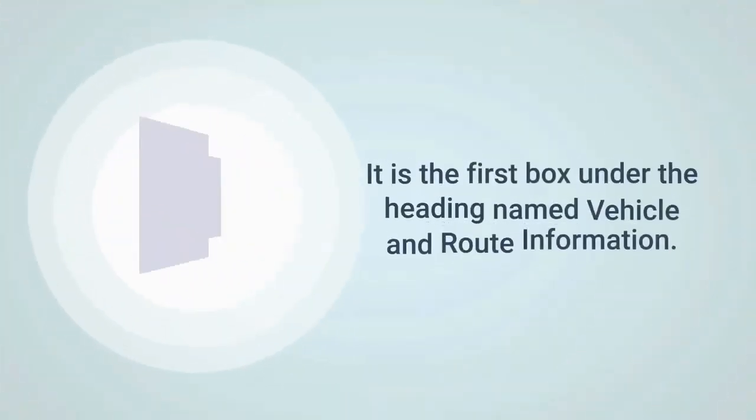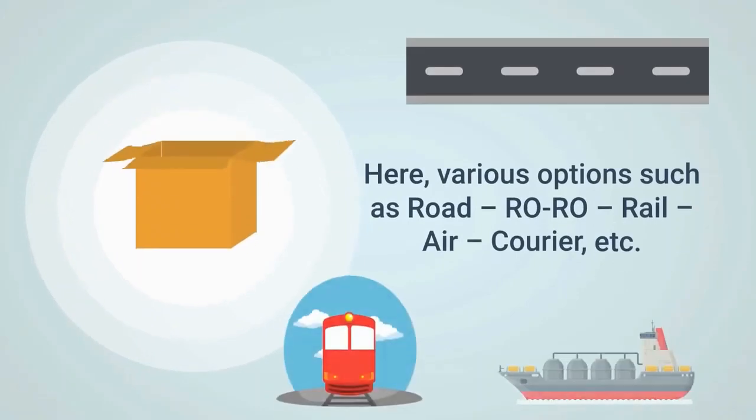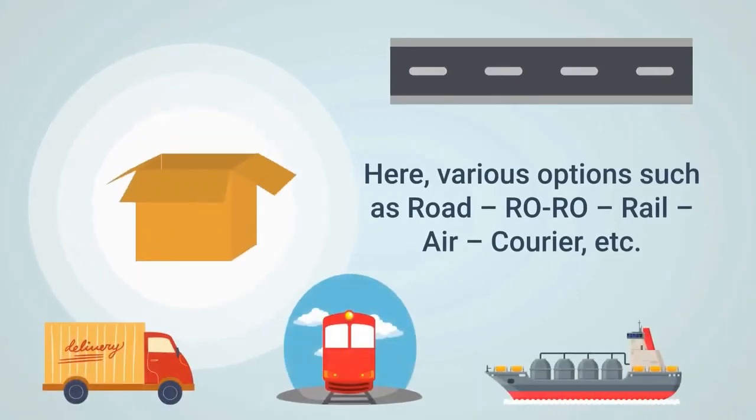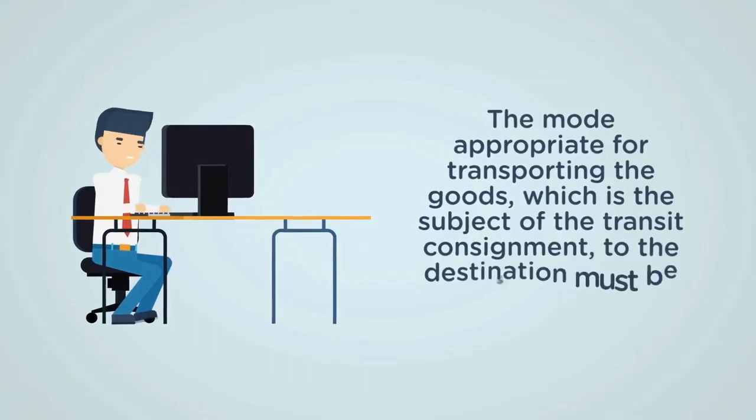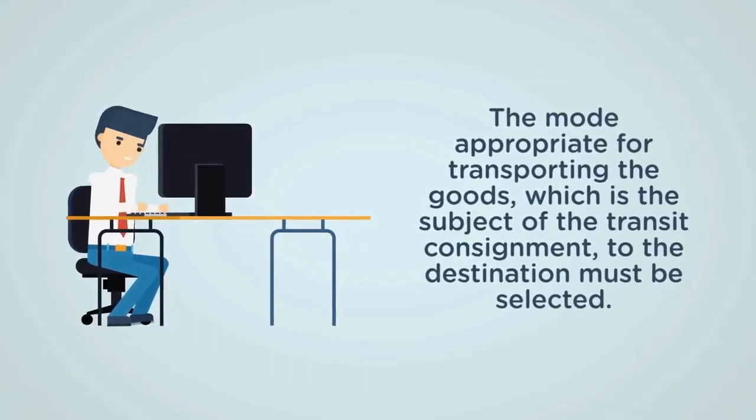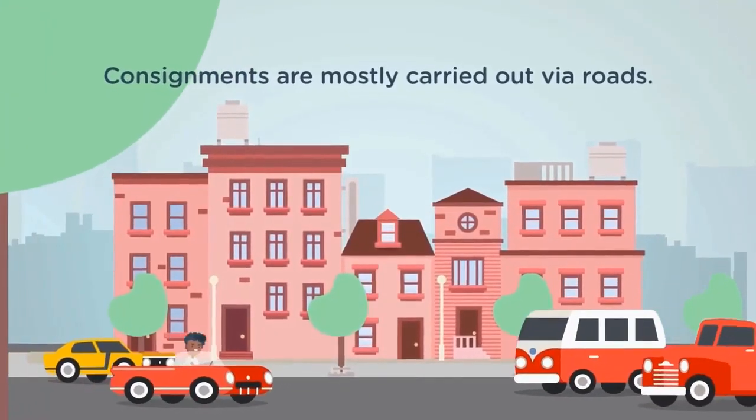It is the first box under the heading named Vehicle and Route Information. Here, various options such as road, RRO, rail, air, courier, etc. The mode appropriate for transporting the goods, which is the subject of the transit consignment, to the destination must be selected. Consignments are mostly carried out via roads.